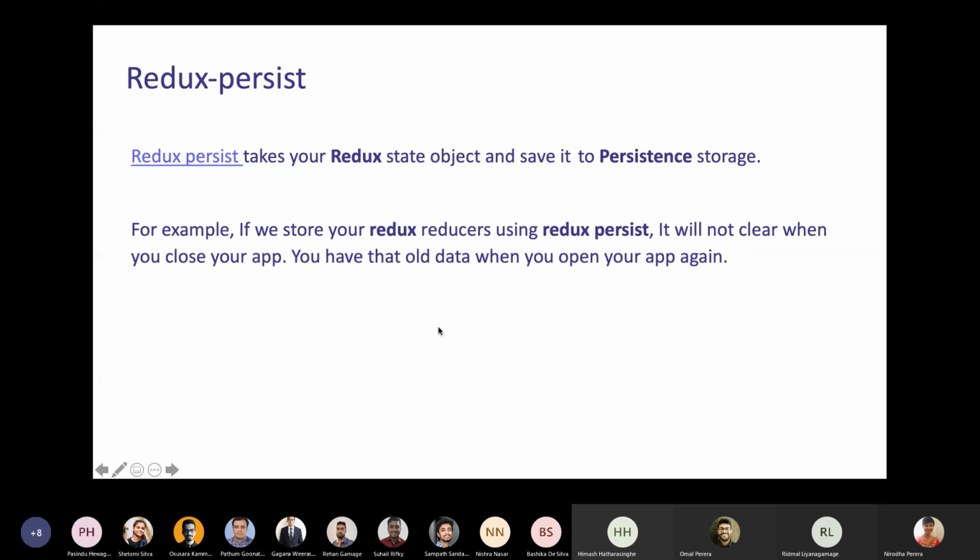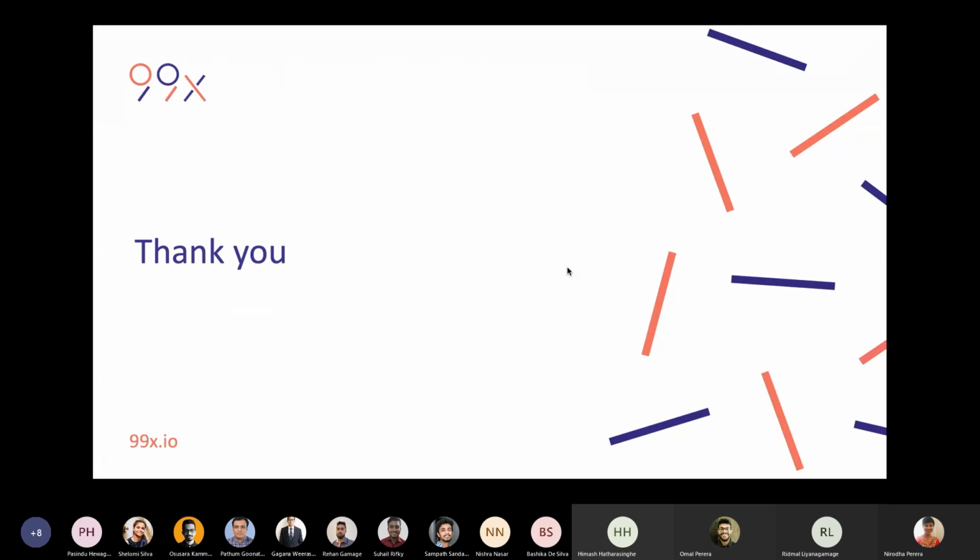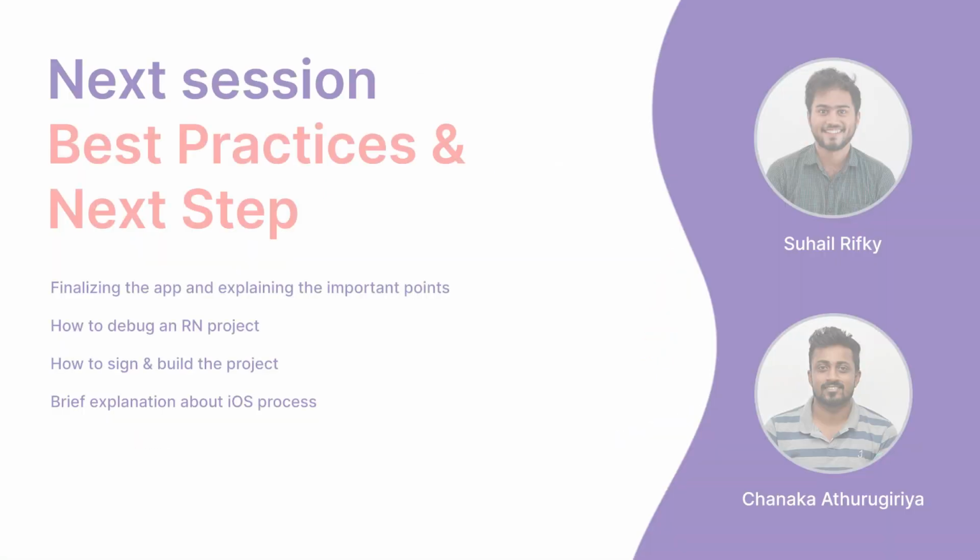So that's about it. And this is the thing I explained earlier, where the API middleware will be added between dispatch and the reducer. I hope you guys got a good understanding of that.